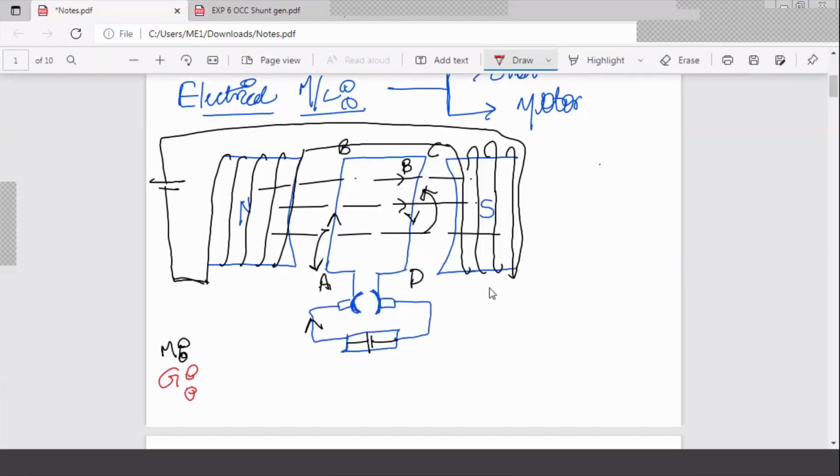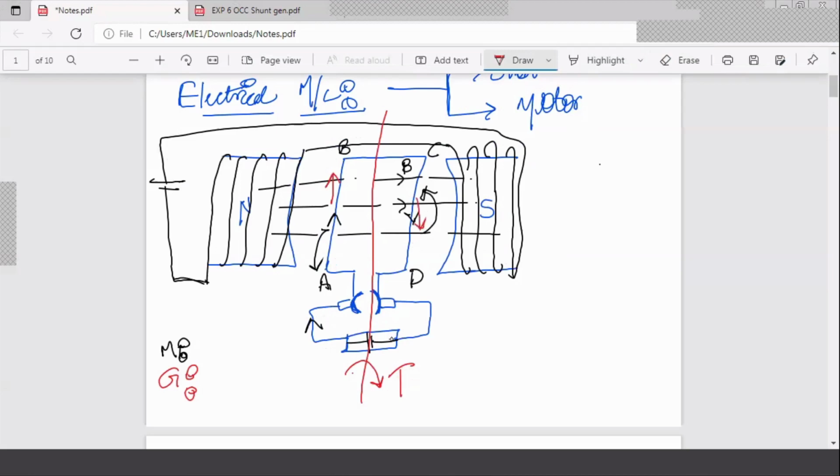Yes, sir. How does the generator work? As I just told you, you have to have electrical power as the output, but input should be mechanical, that means in terms of some rotation. That means you are providing a rotation to the shaft, let's say in the clockwise direction, a torque, because of which one side goes up and the other goes down.